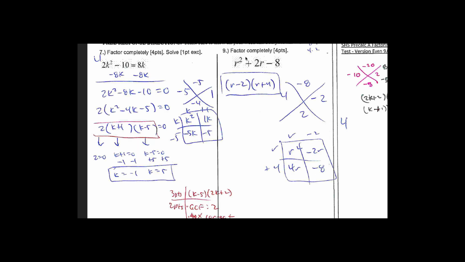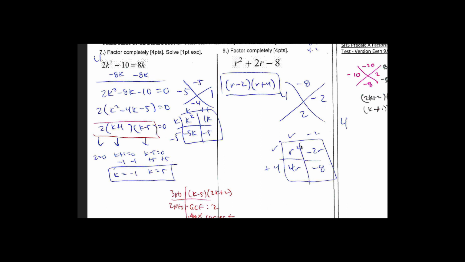All right, question number 9, factor completely. You have an a value that's 1, b value is 2, c value is -8, so a times c is -8, b value is 2. Two numbers that multiply to be -8 are 4 and -2, and those two added will also be +2. Take here, add your variables, so it'll be 4r, -2r. The r squared term always goes in the top left and the -8 in the bottom right.